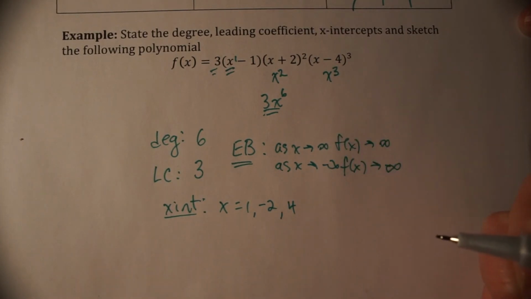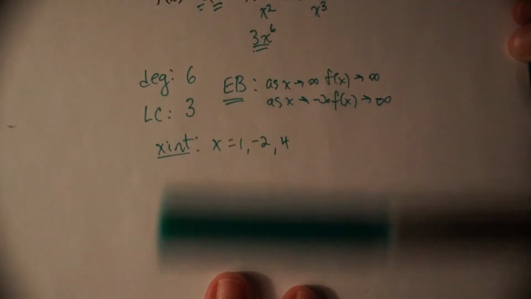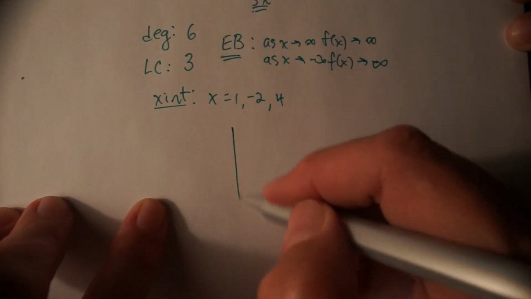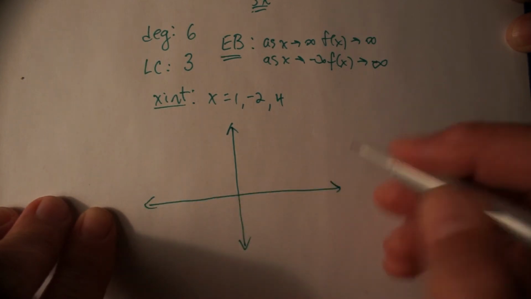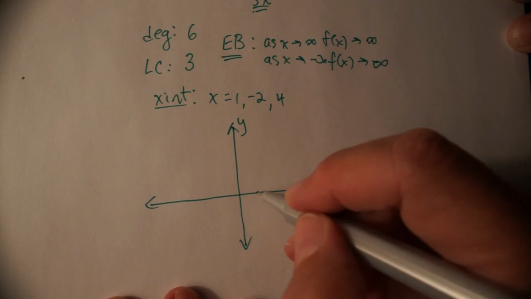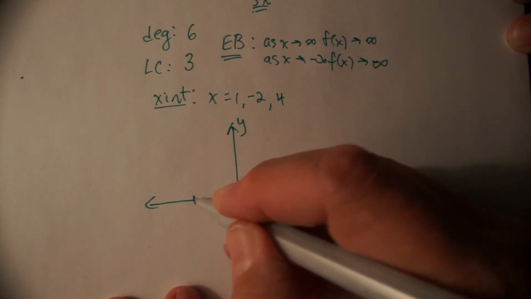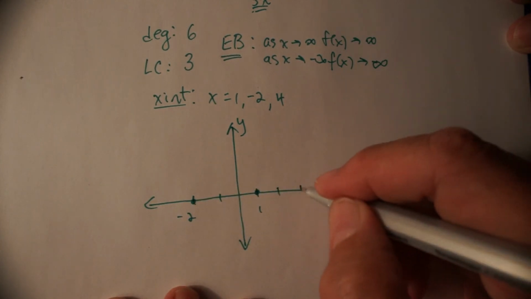Those are my x-intercepts. Now we're going to use that information to make a little sketch. So let's move the paper up just a little bit. And let's see what we got going on here. Okay, so I'm going to draw a little axis. And I'm going to put my zeros in. One is at 1, negative 2, and 4. 2, 3, 4.